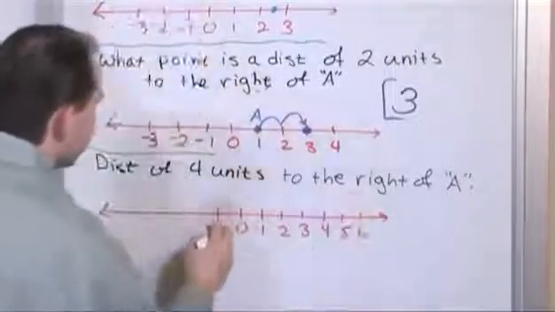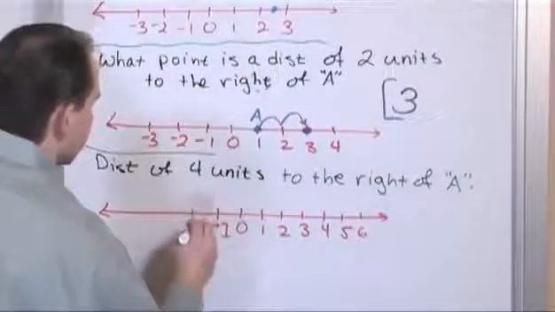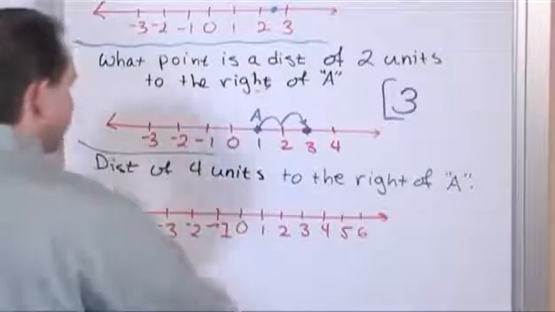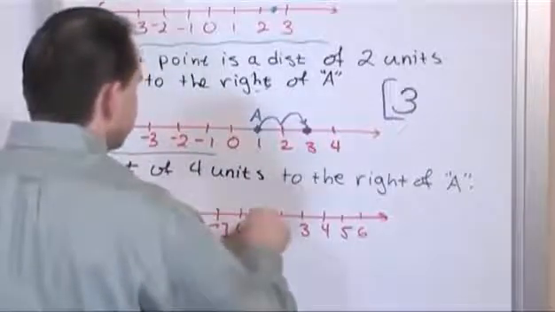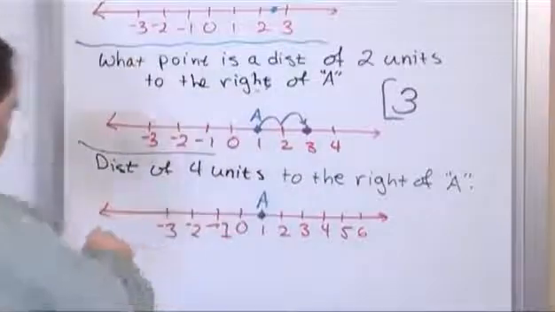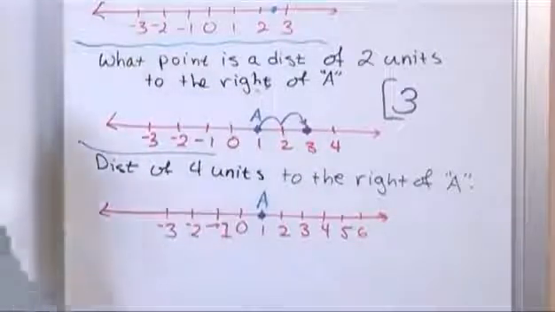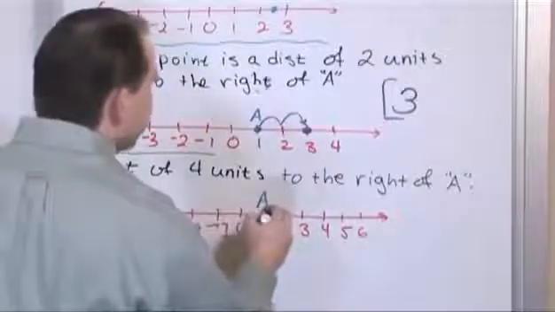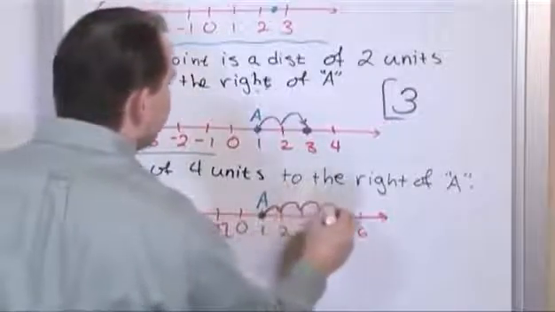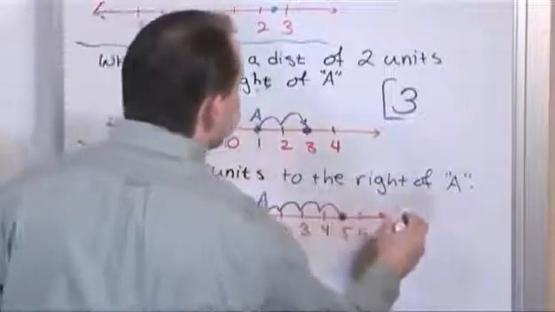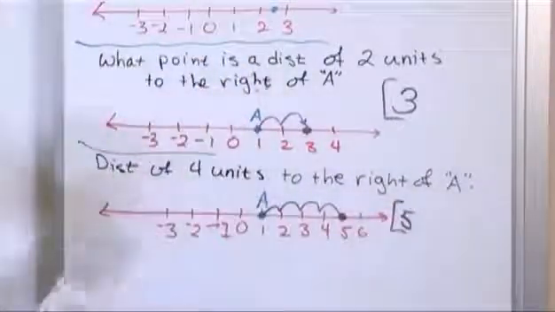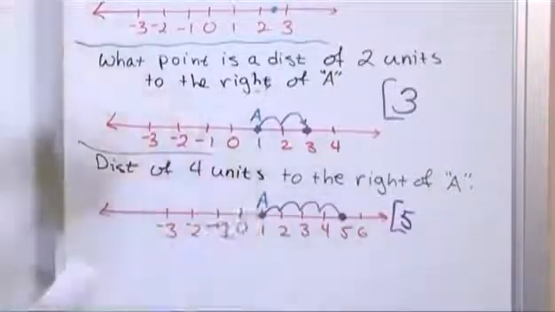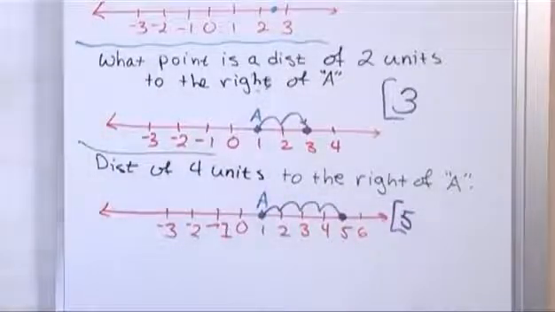And of course, you have your negative numbers. Okay? Now, A is in exactly the same place as before. So the question is, what point is a distance of 4 units to the right of A? So we start at A and we count 4 units. 1, 2, 3, 4. The answer is 5. Right? Just like you would guess. So you basically start with your point and you count up from there. So this is sort of a graphical way of just doing addition.